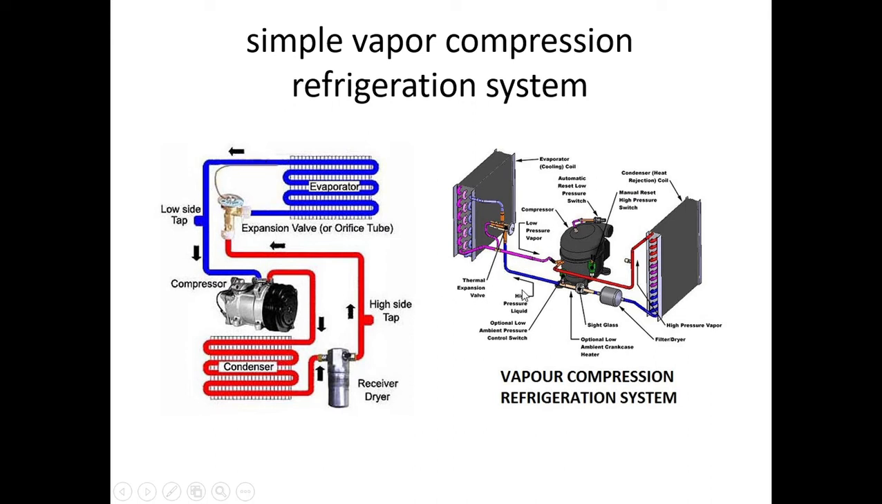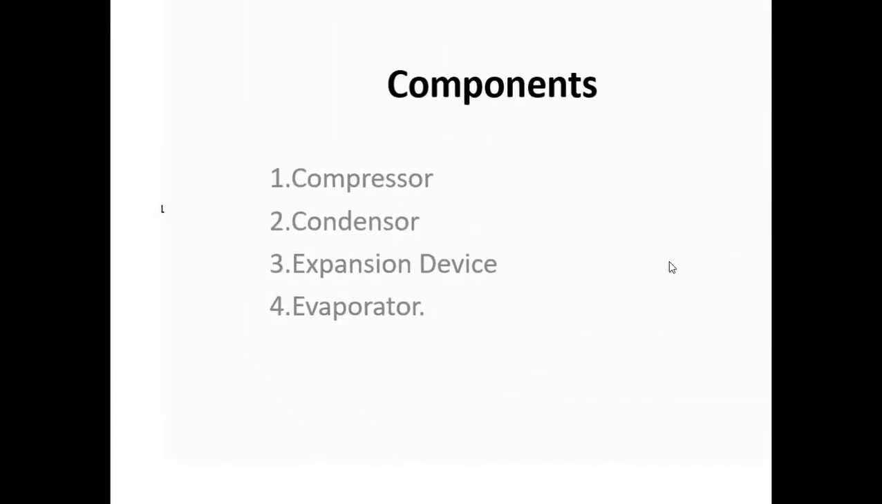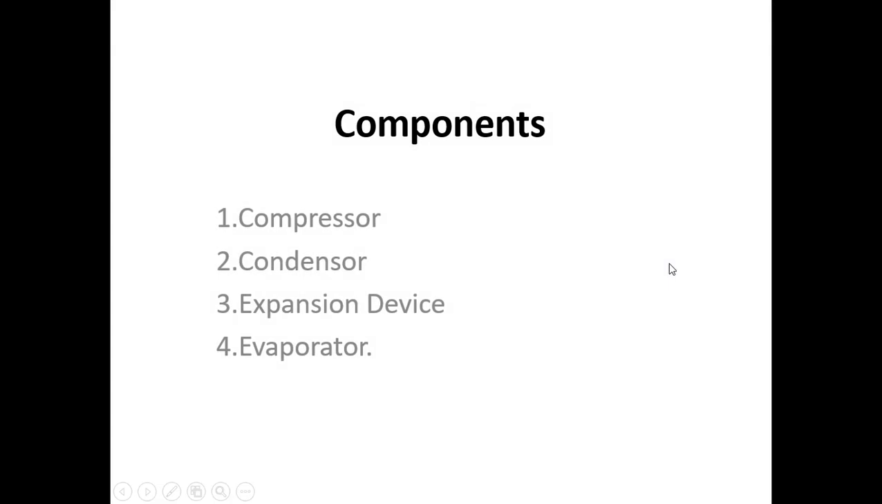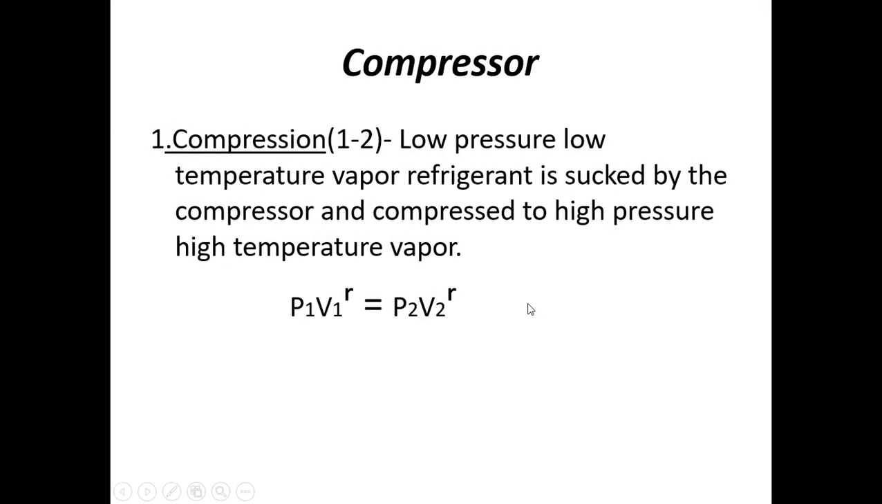This is actually the diagram of a vapor compression refrigeration system, as in a window AC. It is a schematic of a window AC, with all its components. Now once more we will see the various components. It has a compressor. The compressor's main function is that lower pressure, lower temperature vapor refrigerant is sucked by the compressor and compressed to high pressure, high temperature vapor refrigerant.